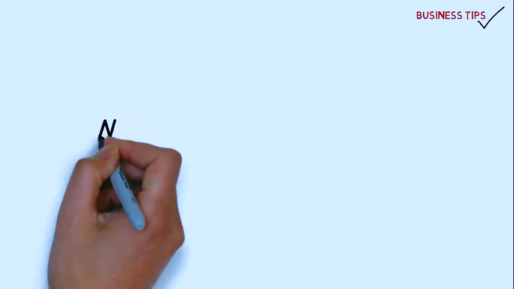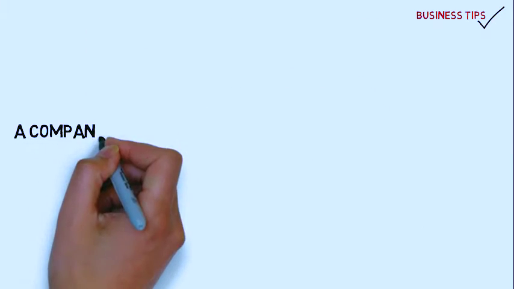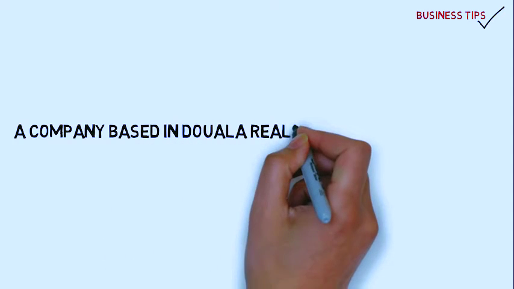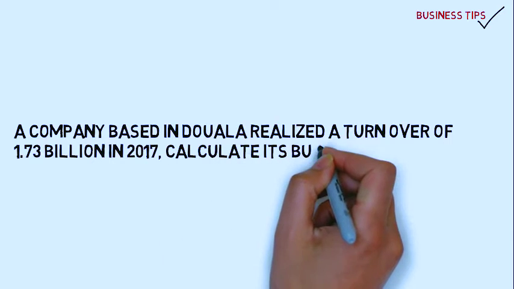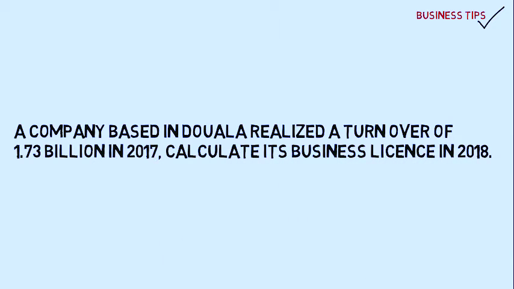Let's look at this example where a company based in Douala makes a turnover of 1.73 billion francs CFA in 2017. And if you are asked to calculate the business license tax for that company in 2018, let's look at that example one after the other, taking the stages as we go, right? So don't go anywhere.